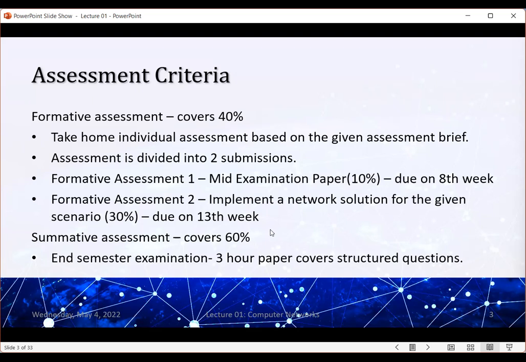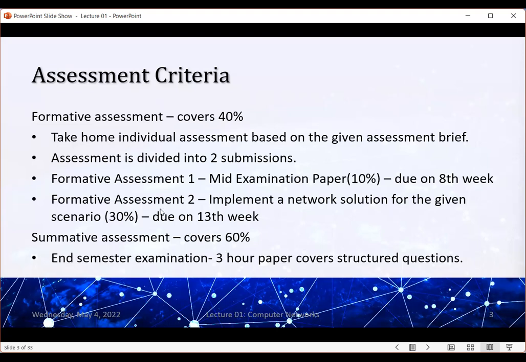The second formative assessment is like giving a solution for a given scenario. You should write a report, plus you should implement the network solution using Packet Tracer. It will be due in the 13th week. With that, you can complete 30% of the total module mark. Then the summative assessment covers 60%. Again, it's an end semester examination. A 3-hour structured question paper will be there. And I'll give a sample, that means a model paper, before the examination.